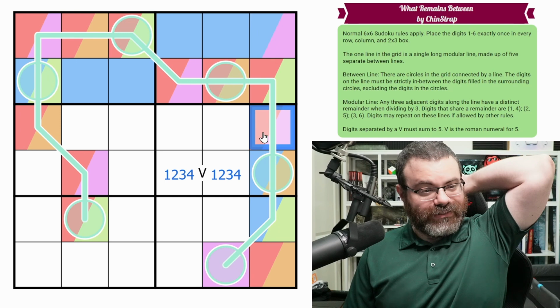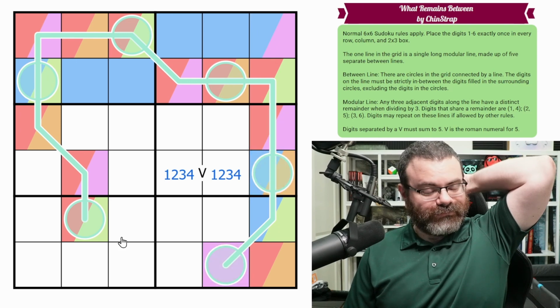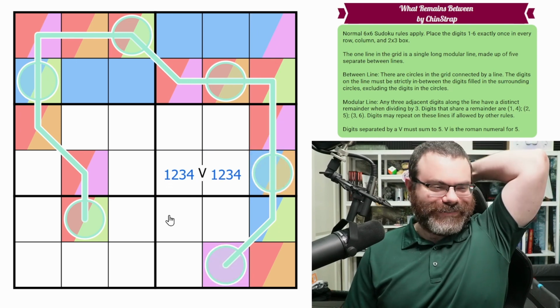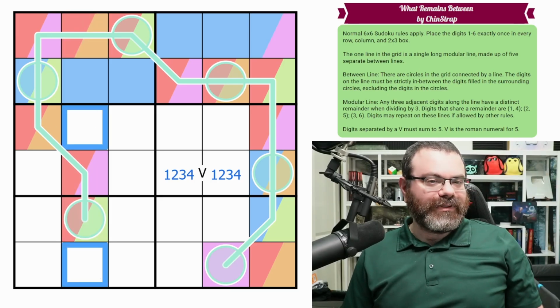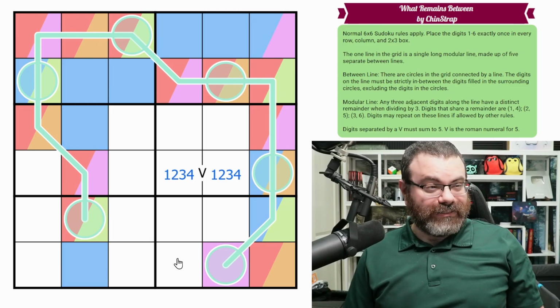I don't know what's going on here. How do I get digits? That's the question. Oh, I have 3 reds here, so these are all blue. Are we restricted on what blues they can be? Doesn't look like it.